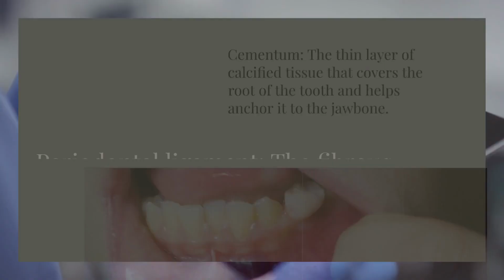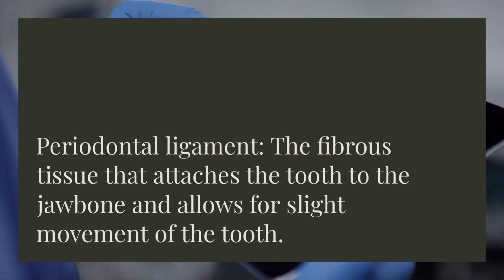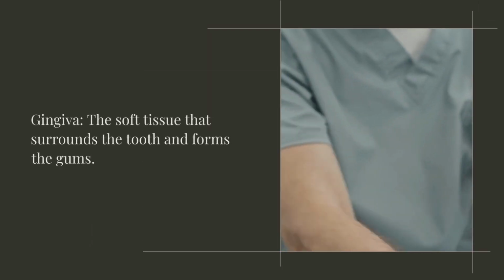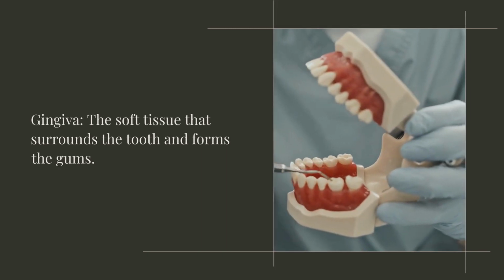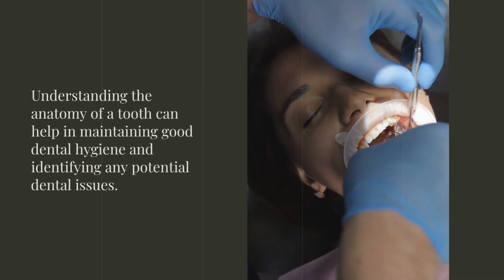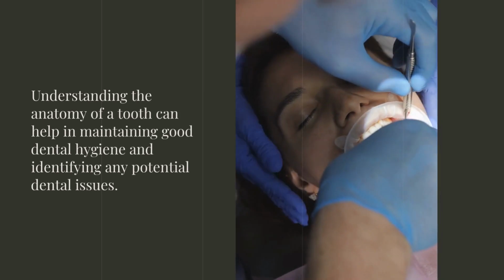Periodontal ligament, the fibrous tissue that attaches the tooth to the jawbone and allows for slight movement of the tooth. Gingiva, the soft tissue that surrounds the tooth and forms the gums. Understanding the anatomy of a tooth can help in maintaining good dental hygiene and identifying any potential dental issues.